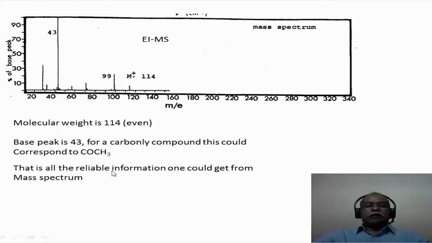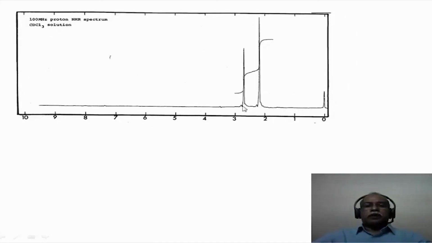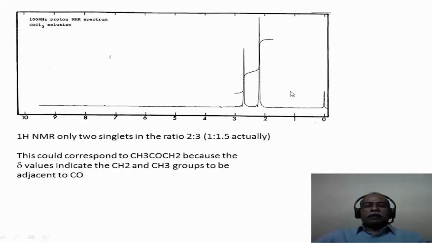This is all the reliable information that one can get from the mass spectrum, that is the molecular weight of the compound, the molecular ion peak, and the 43 peak, which might correspond to an acetyl kind of functional group in this system. This is a proton NMR spectrum, again a very, very simple spectrum. In fact, if you wonder whether you can get any information from this kind of spectrum, one can get information.